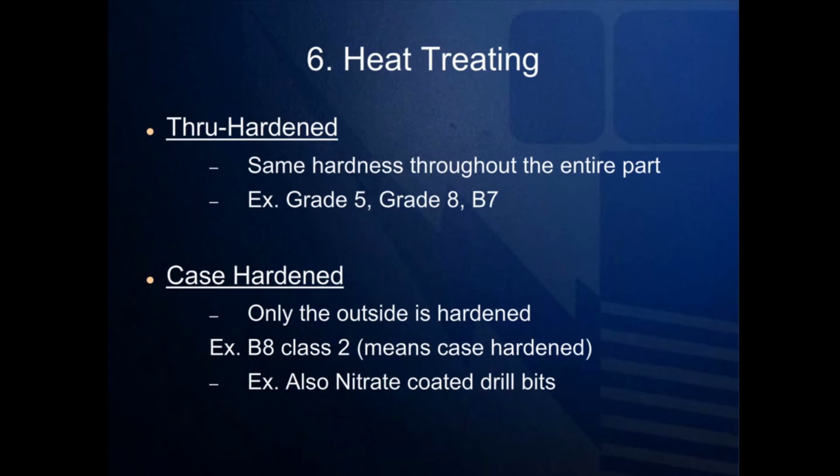This is seen with Class II stainless steel material, also known as strain hardened. Another example of case hardening is nitrate coated drill bits. If the drill bits are sharpened, the hardened case is actually removed, thus leaving a softer material behind.